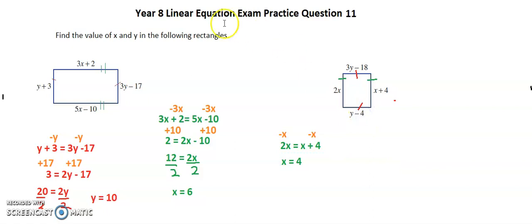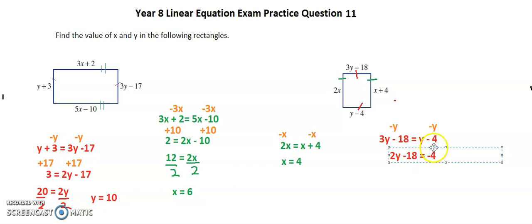Okay, let's look at my red now. So that tells me that I've got 3y minus 18, and that is the same length as y minus 4. So the first thing I'm going to do here is get my y's onto my left hand side. So I'm just going to minus y on both sides. If I minus y on both sides, that goes 3y take y is 2y minus 18 is equal to negative 4.